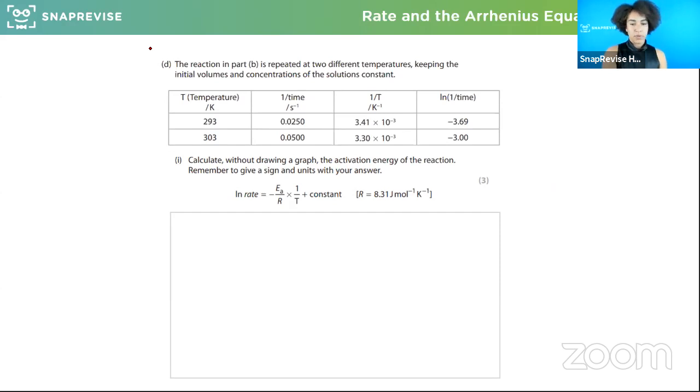Is EA always positive? Activation enthalpy. It should be. I can't think of a reason why it wouldn't be. So I'm going to go with yes. We're going to get on the question though. The reaction in part B is repeated at 2 different temperatures, keeping the initial volumes and concentrations of the solution constant. Calculate, without drawing a graph, the activation energy of a reaction, remembering to give a sign and units with your answer.